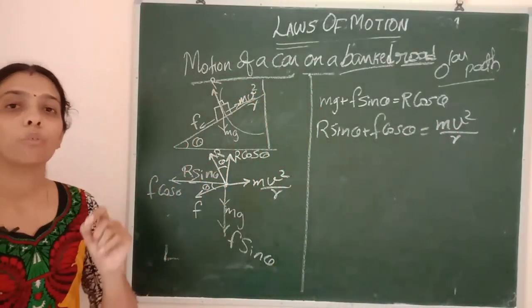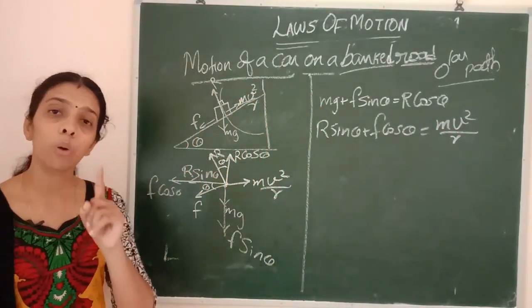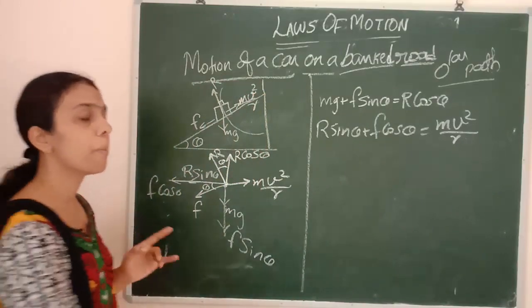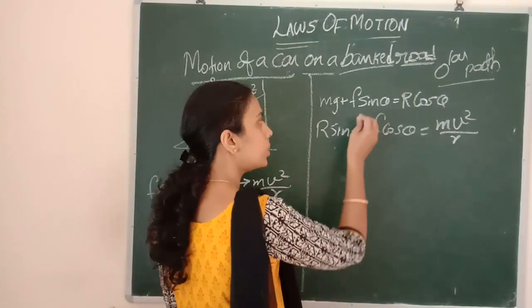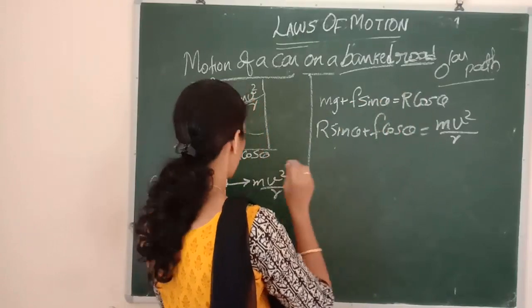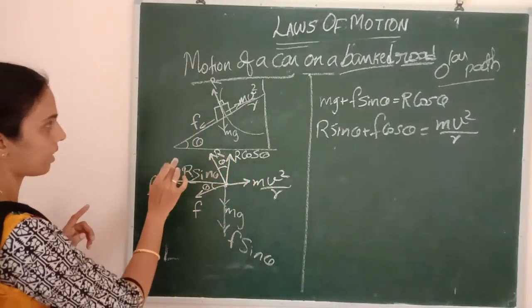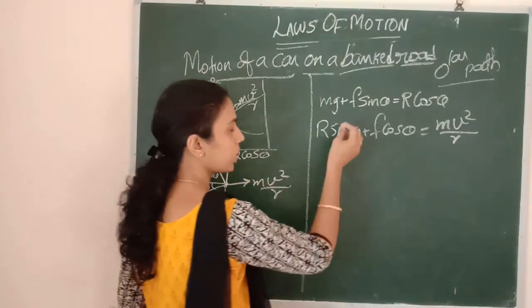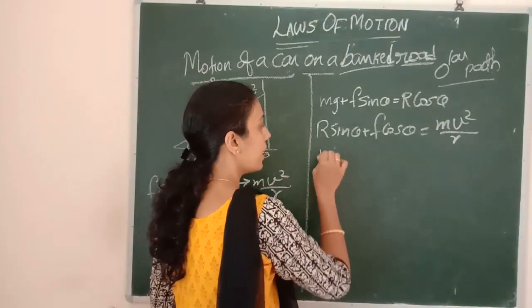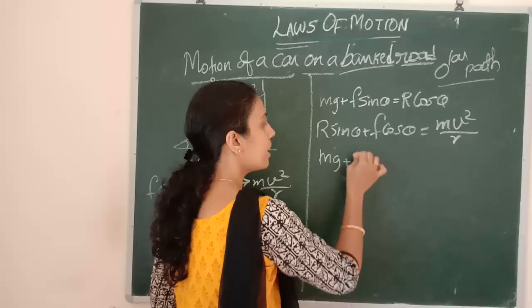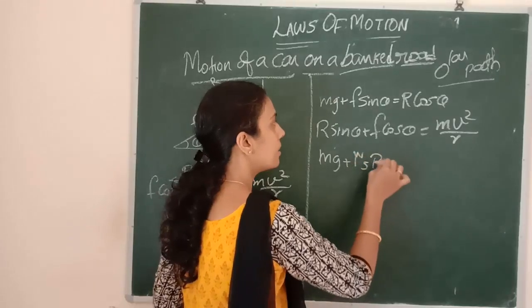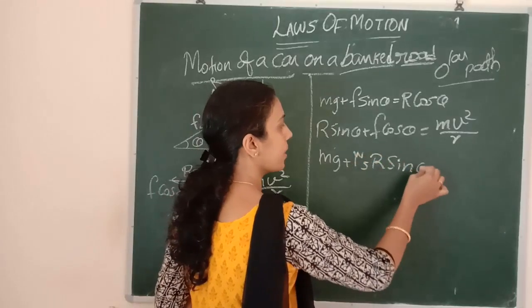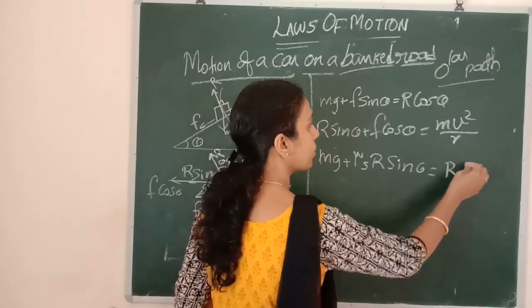Okay, now we know F is equal to mu s into N, isn't it? Maximum force. So substituting F as mu s into N, here also we took it as R, so mu s into R we can take. F is equal to mu s into R. So mg plus mu s into R sin theta equals R cos theta.